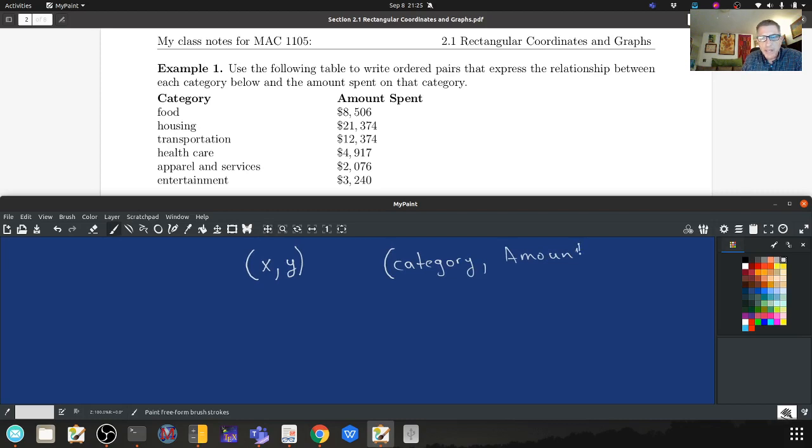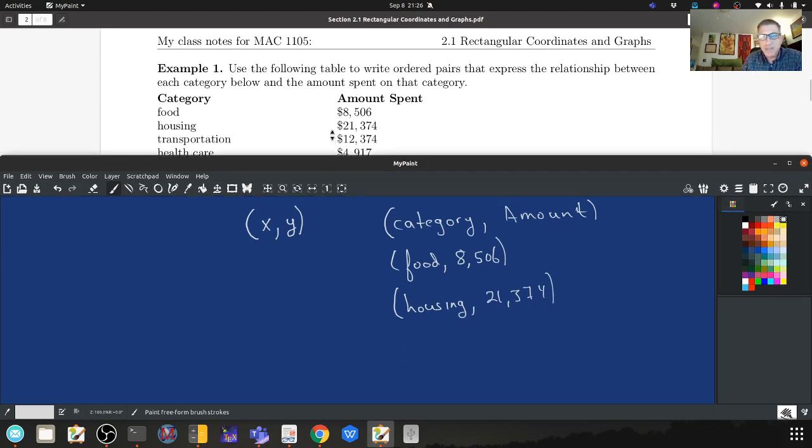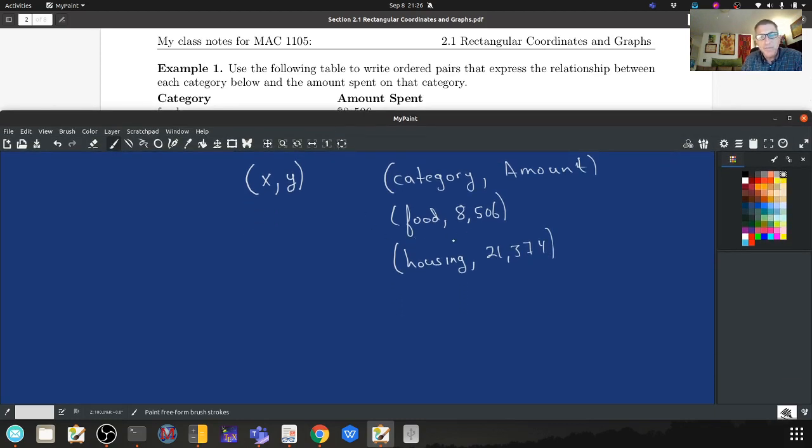So using that designation, I would have food, and the amount would be 8,506. That's a different type of an ordered pairing. Housing, 21,374. Now, they introduce this example and then they pretty much leave it alone.